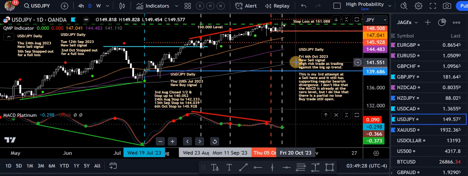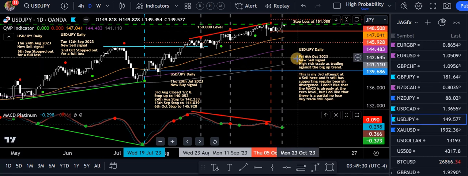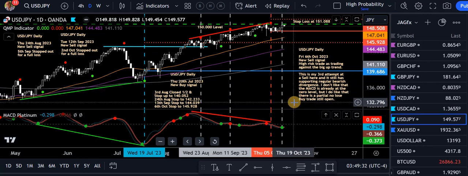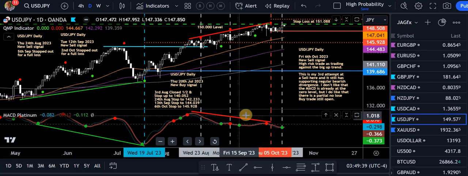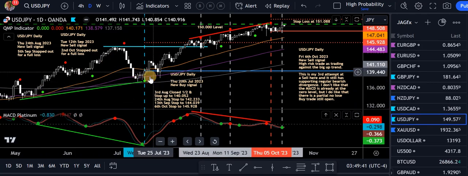It's a yen pair. There's my notes on that sell. You can just read them. I'm sick of banging on about the yen pairs, but I like the USD Japanese yen. It's a nice pair to trade when it trends nicely.